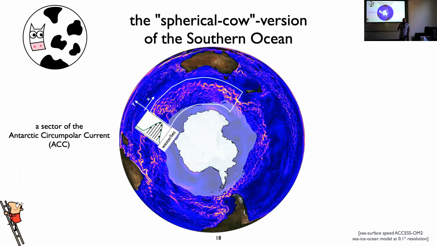Spherical cow, I don't know if it's very well known. It's a joke between physicists that they tend to oversimplify things. So if you ask them a practical question about cows, they come with answers. Yes, if the cow is spherical, we have the answer. So I like the analogy. So this is the spherical cow version of the Southern Ocean.